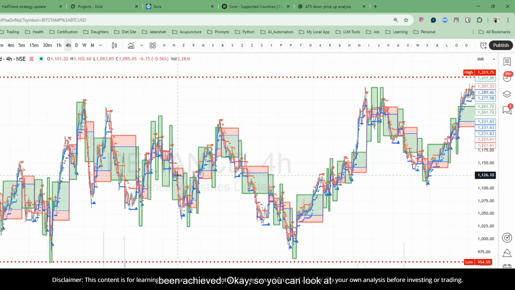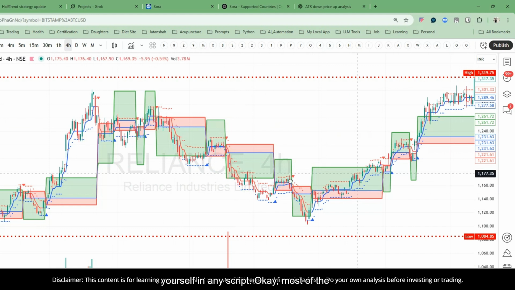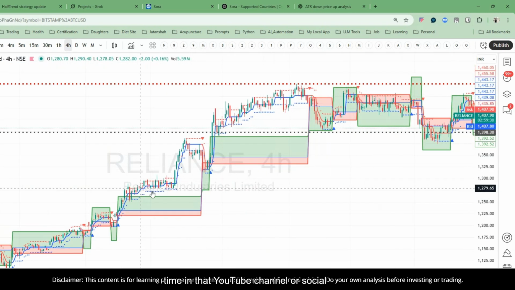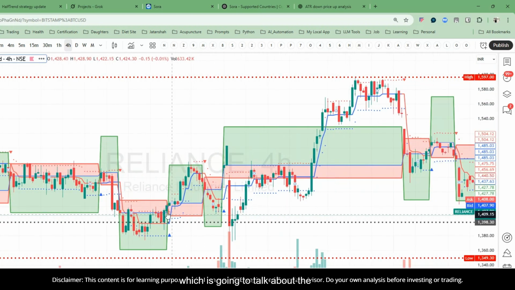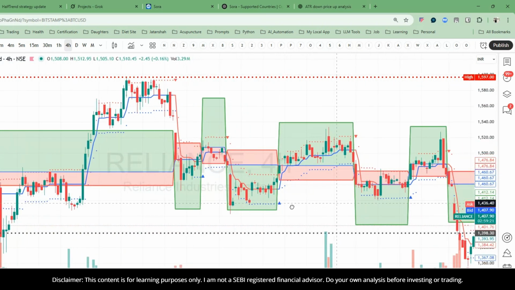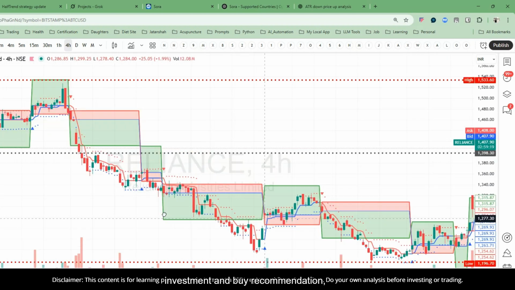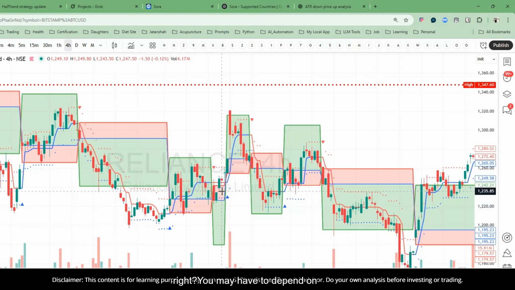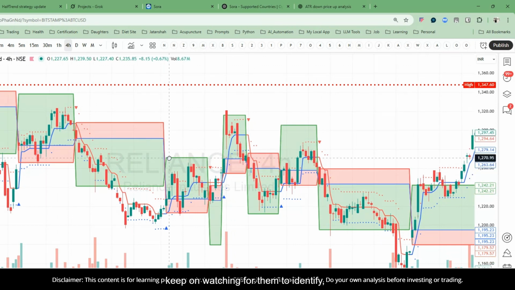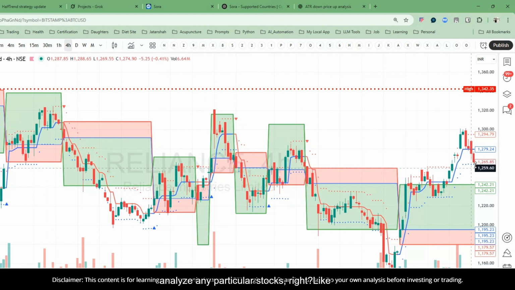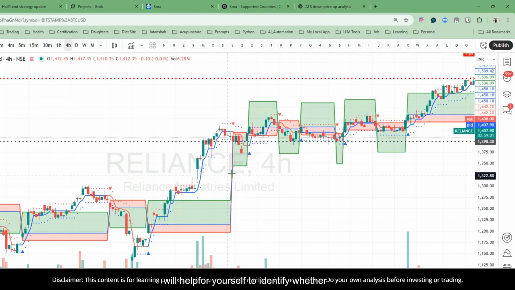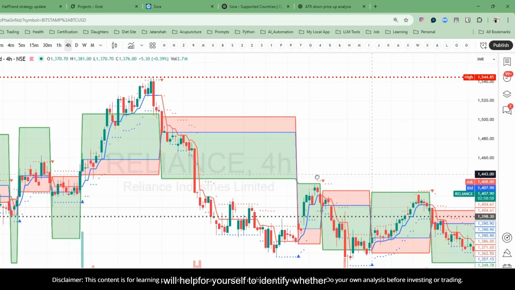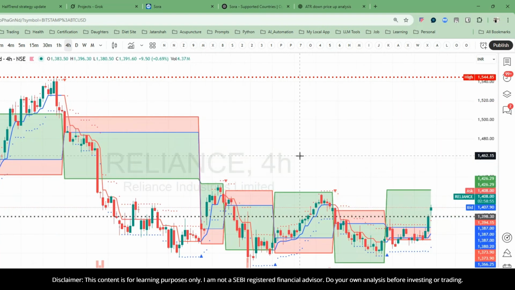So you can look for yourself in any script. Most of the time, on YouTube channels or social media, wherever there is a group which is going to talk about investment and recommendations, you may have to depend on some expert's advice, and you will keep on watching them to identify and analyze any particular stocks. Rather, you can use this indicator, which will help you to identify whether you can buy or sell.